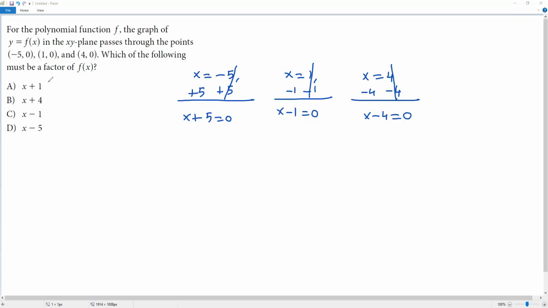f of x. Okay, in the given answer choices, we find this x minus 1 in answer choice C. So, this x minus 1 must be a factor of f of x. The correct answer choice for this question is C.